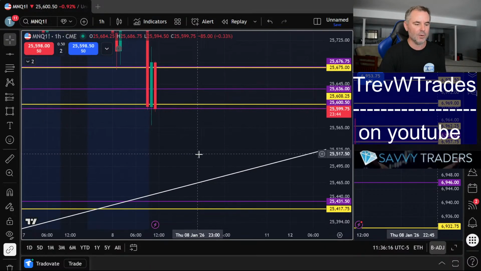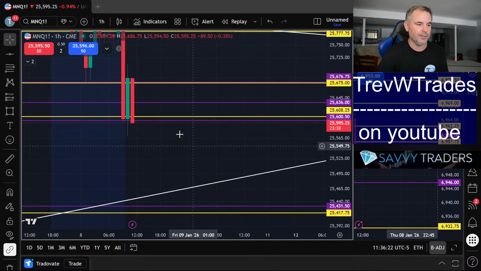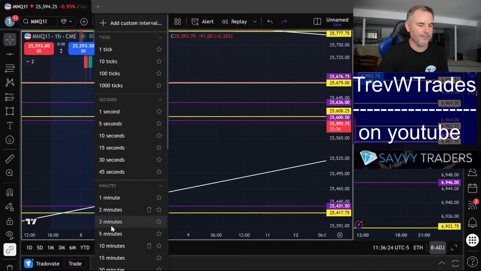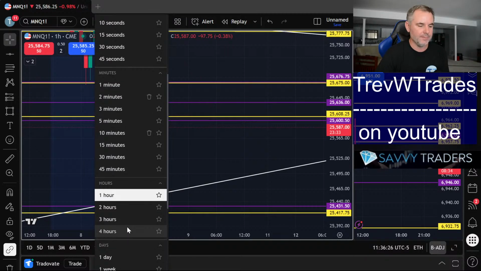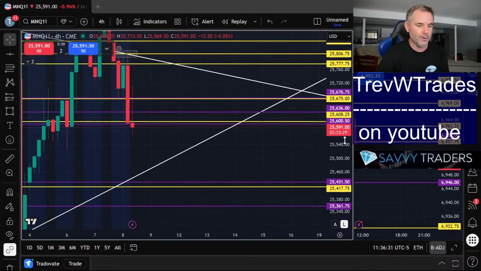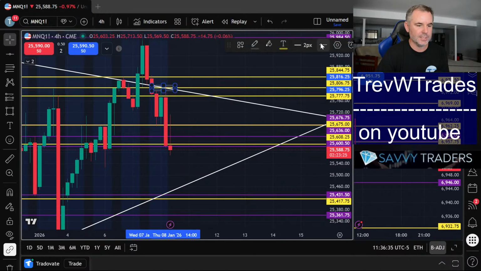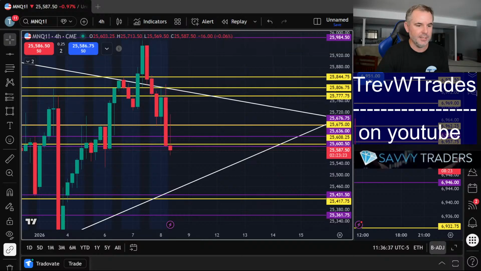You know what I mean? That's all we're looking for, is little base hits, reactions. Let's go to the bigger time frame. These are the only time frames that I typically trade, or sorry, look for. I look for all of my support and resistance on either the daily, the 4 hour, and the 1 hour.